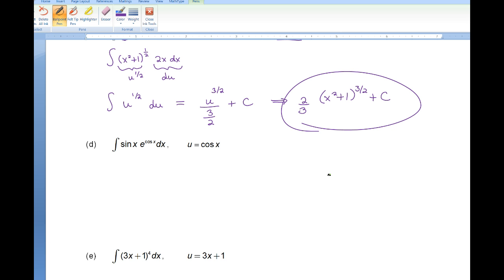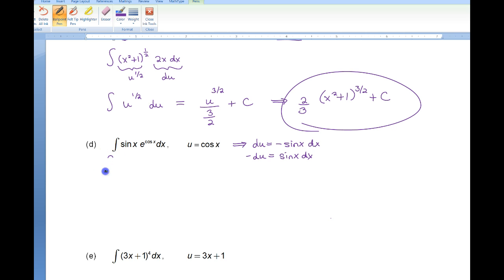So let's look at this next one. What's du going to be? Sin x dx. How about negative sine x? Remember, derivative. Now, look back at our original. I have a sine x and a dx, right? But I don't have a negative. Pop in the negative, basically. So, in other words, negative du is going to be the same as sine x dx.